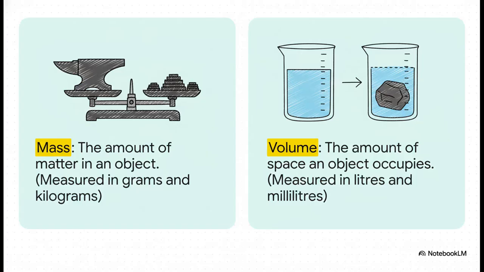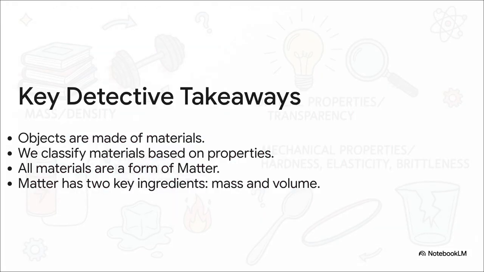And for anything to be called matter, it has to have two key properties. First, it's got to have mass, which is basically just the amount of stuff that's in it. And second, it has to have volume, which is how much space it takes up. If it has mass and it has volume, it's matter. It's really that simple. So let's wrap up our investigation.